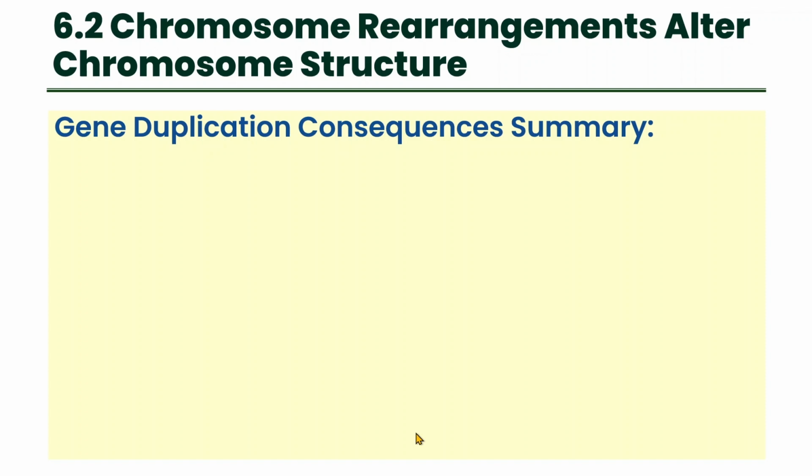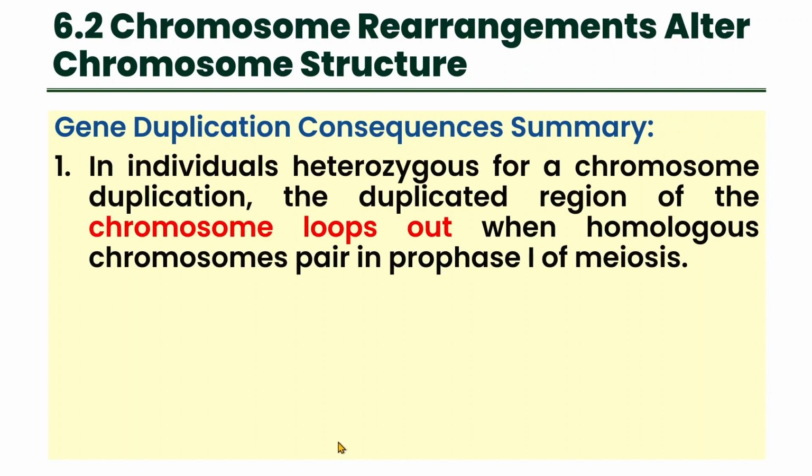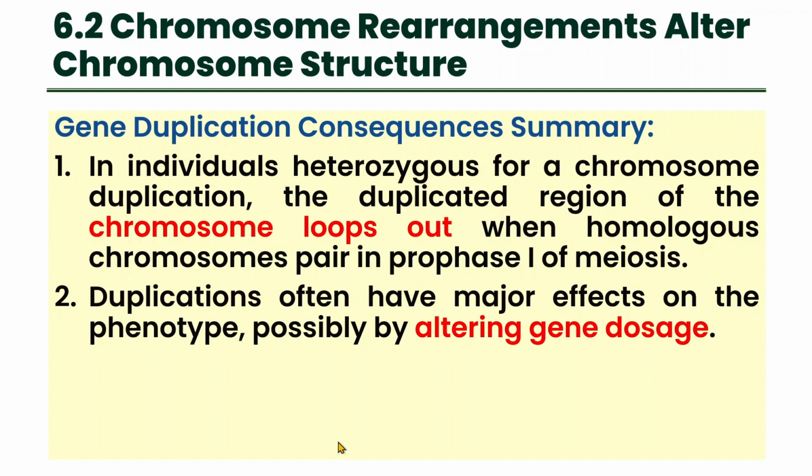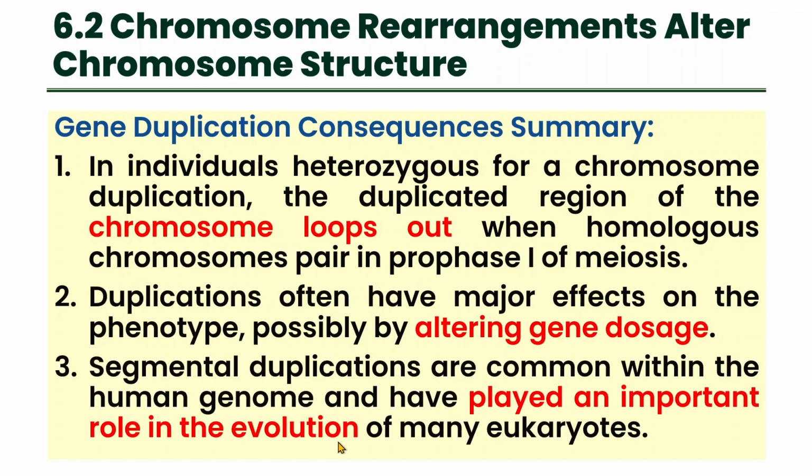We've seen how structural changes like the bar mutation can affect an organism's traits. Now let's explore one specific type of structural change. We call this gene duplication and its broader consequences. In individuals heterozygous for chromosome duplication, the duplicated region of the chromosome loops out when homologous chromosomes pair in prophase 1 of meiosis. Duplications often have major effects on the phenotype, possibly by altering gene dosage. And segmental duplications are common within the human genome and have played an important role in the evolution of many eukaryotes.